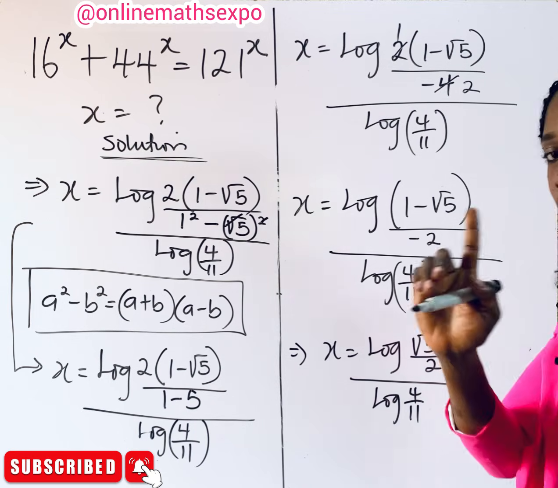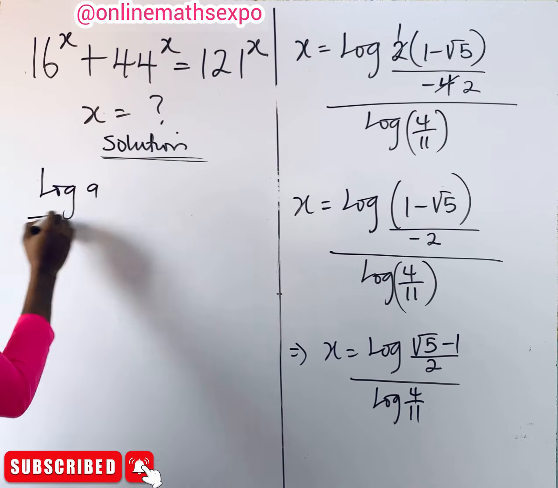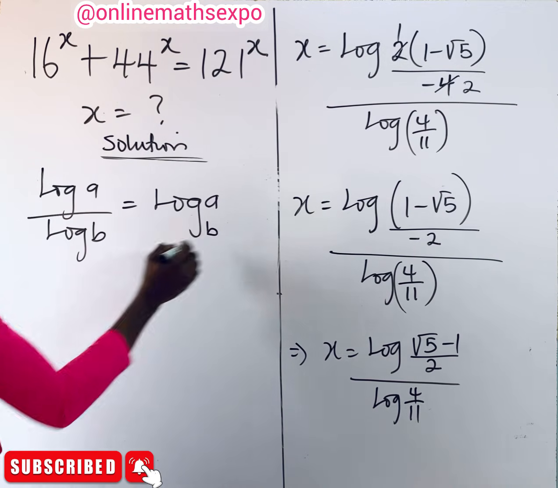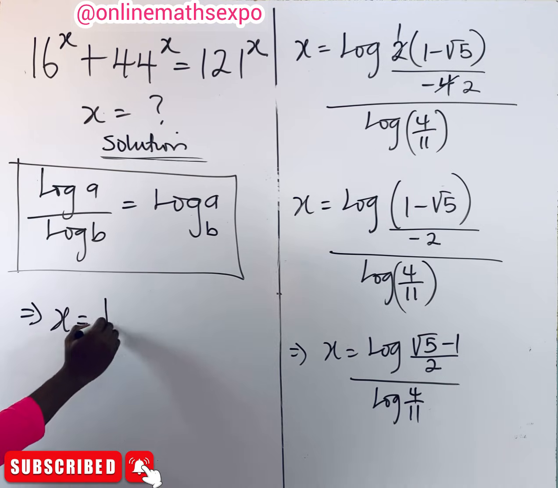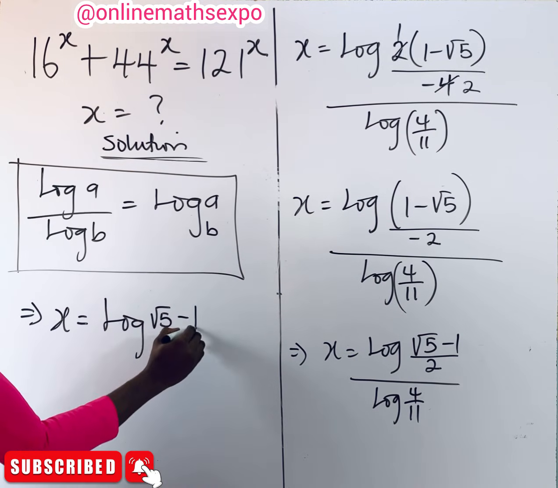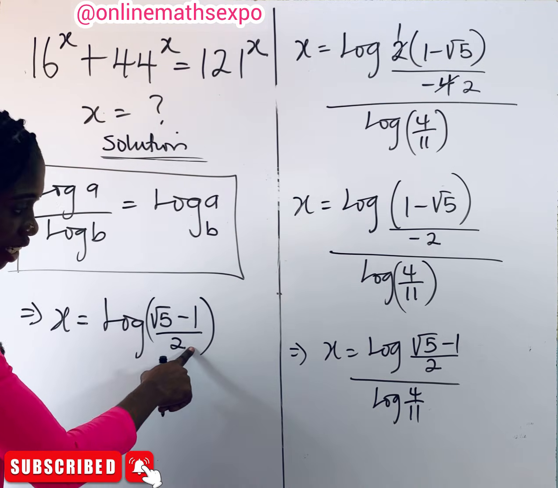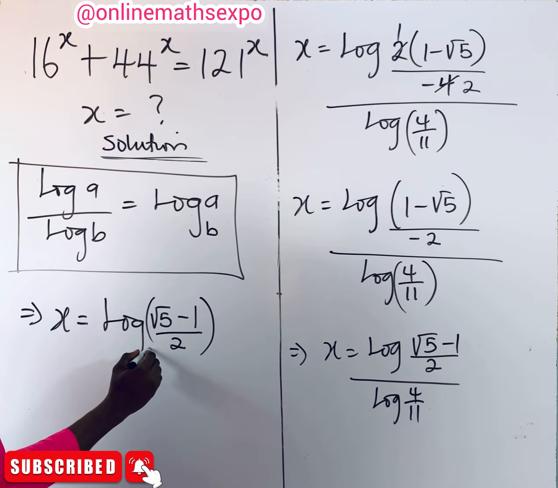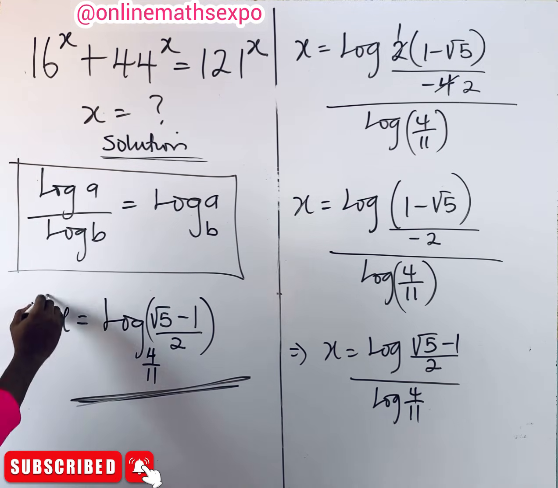Now, also remember this, finally, this rule of log that says log of A divided by log of B. It is the same as log of A base B. Okay, this is the guide. So apply this here. We are going to have x is equal to log of root 5 minus 1 divided by 2. Okay, you observe there's no radical again, and this is now proper. So this becomes this B. So it's going to be base of 4 divided by 11, and this becomes the value of x.